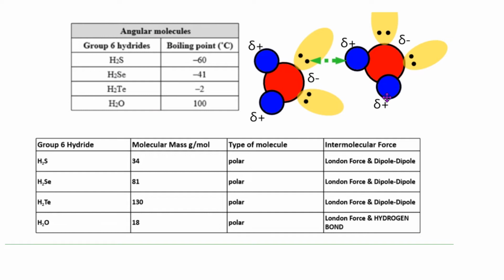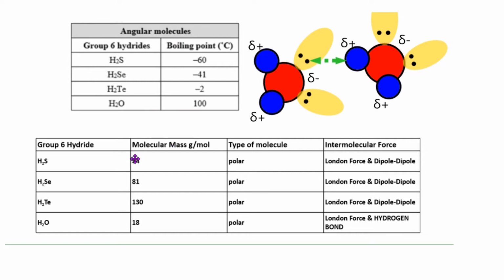So when it's an angular molecule, you can see there's a concentration of electrons over here towards the group 6 element. And so there's an asymmetrical distribution of charge. So we have a dipole and it's an angular molecule. And so the intermolecular force we're talking about would be the electrostatic attraction between the slightly positive end of the molecule and the slightly negative side of the molecule.